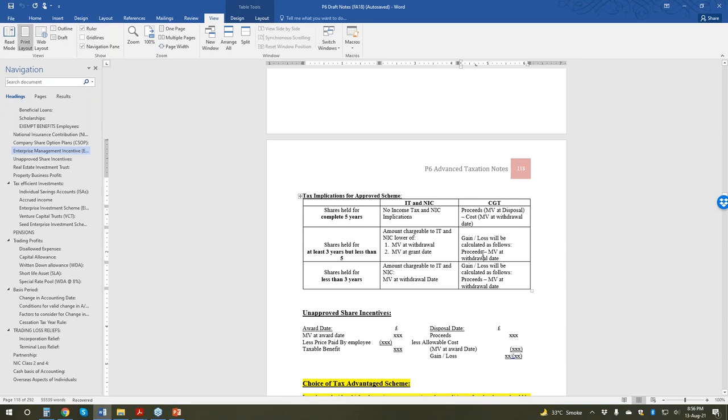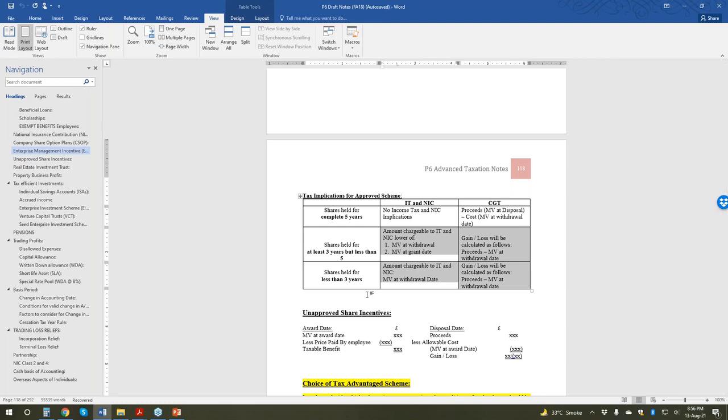However, if the shares are being held for less than 3 years, then the IT and NI will be applicable on the market value at the withdrawal date, and gain and loss will be calculated on proceeds less market value at withdrawal date in this case as well. However, we will not be mentioning these two instances because in the question it is mentioned that the employees will keep the shares for 5 years.